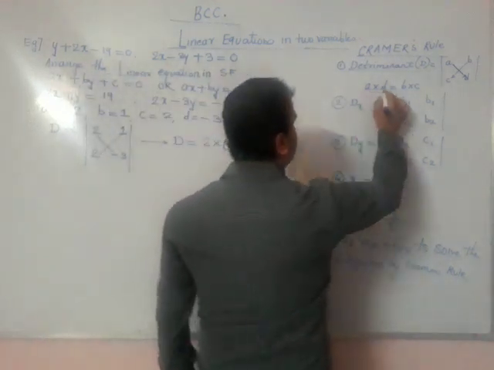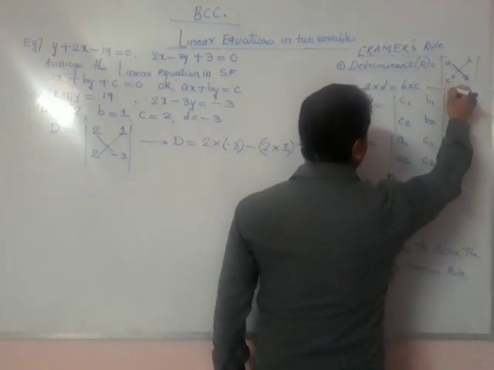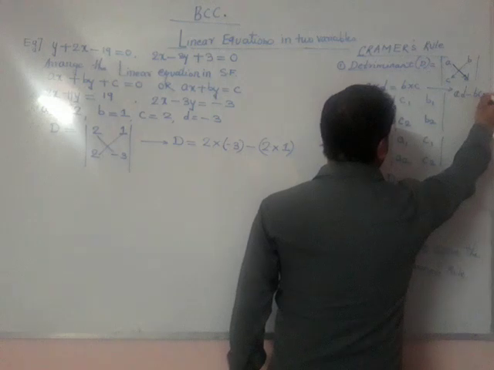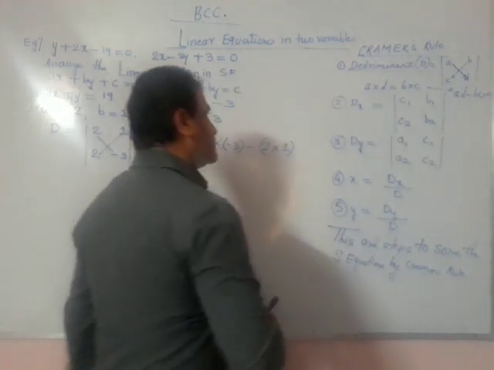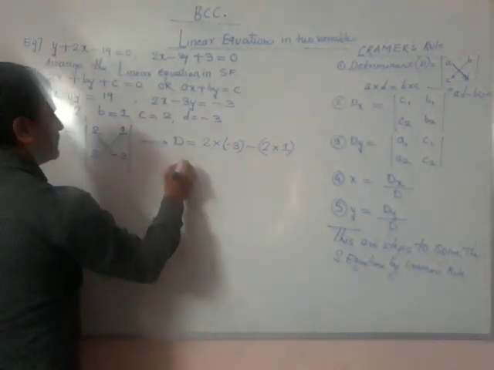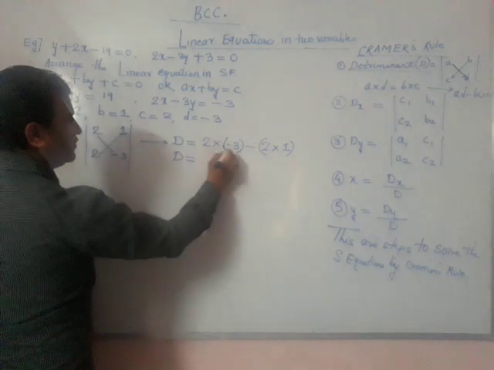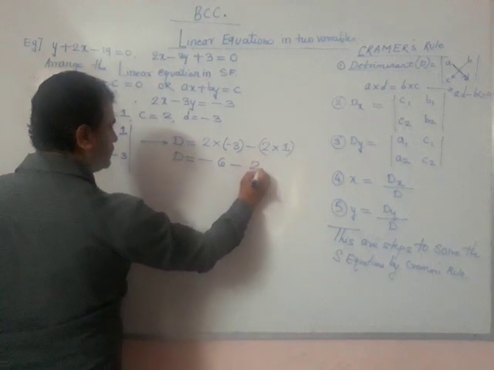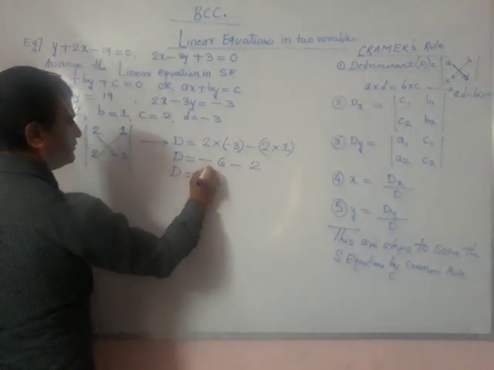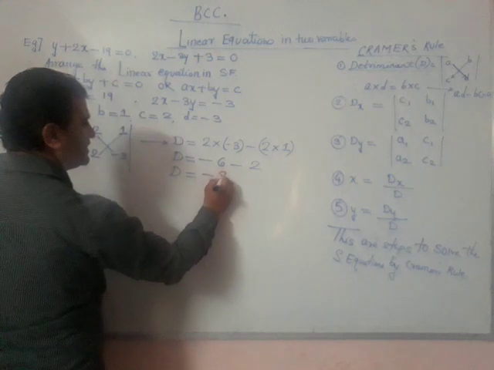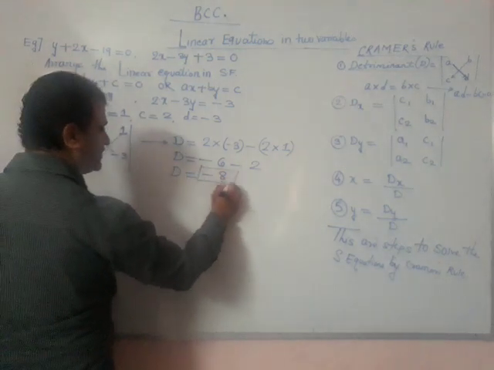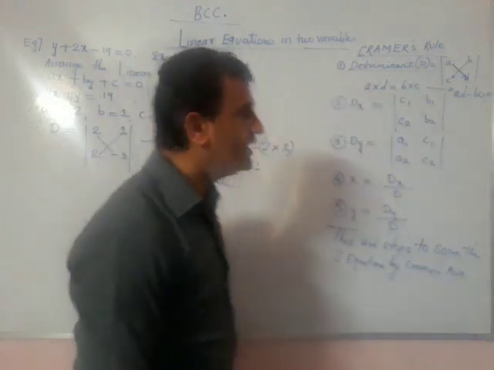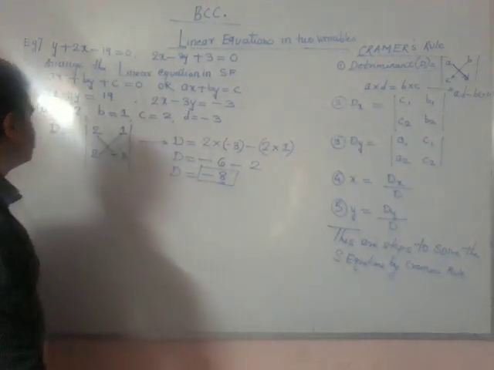You can write this A into D minus B into C in another way also: AD minus BC. Right, so what is your determinant? 2 threes are 6, minus 6, minus 2 ones are 2. So the determinant is equal to minus 2 and minus 6, which will give me minus 8, students. So here I have calculated my determinant by the formula AD minus BC.